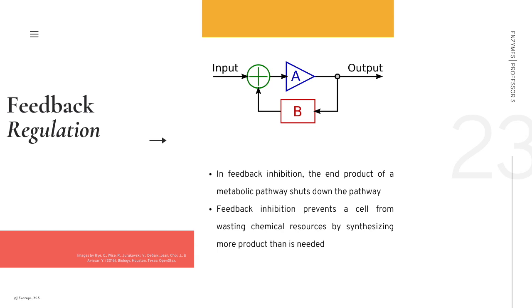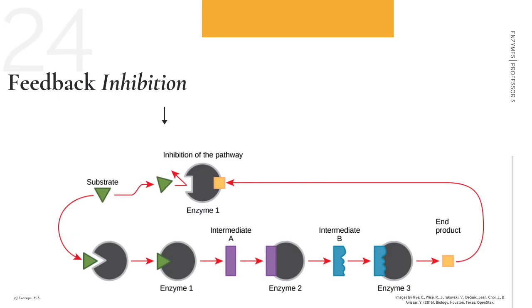An original input activates the reaction of A, which results in B being created. B is the end of this metabolic pathway, and it is acting as an inhibitor to shut down the pathway. Feedback inhibition prevents a cell from wasting chemical resources by synthesizing too much of a product, more than is necessary. Here's a more detailed example of feedback inhibition.